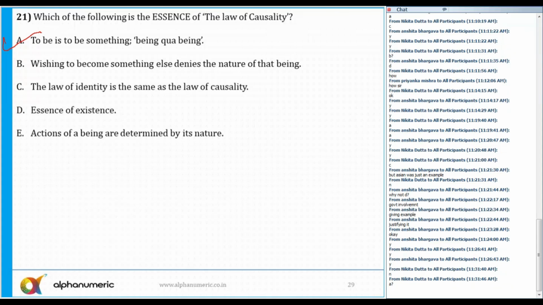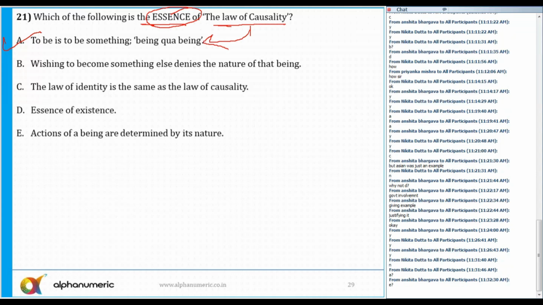Okay. What is the essence of the law of causality? This is the law of causality. This is the law of causality, but what is the essence? What does it mean? No, I'll change the answer. Wait. Yes, number A is not right. Number A is not right. This is the law of causality, but what is the essence? The essence of law of causality is E, that the actions of a being are determined by its nature.